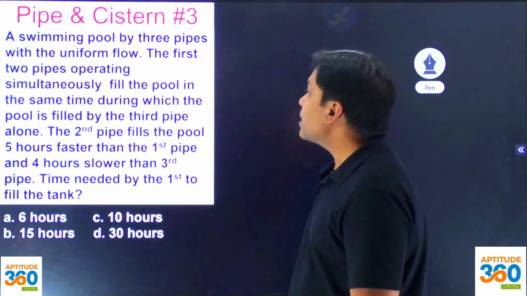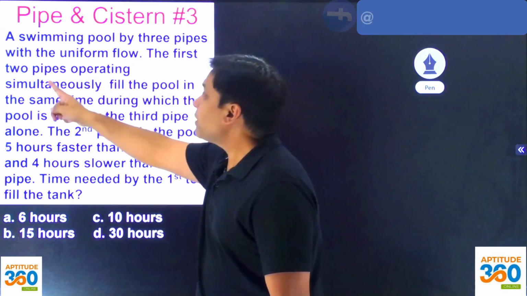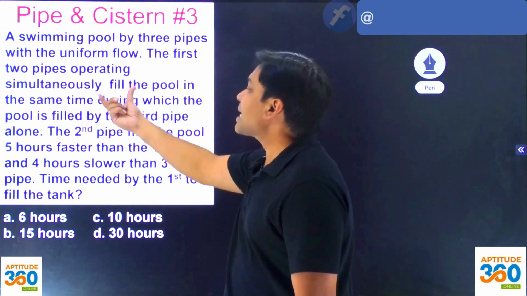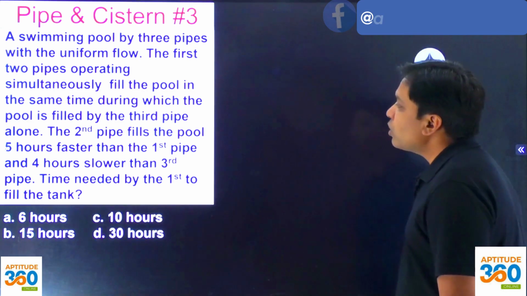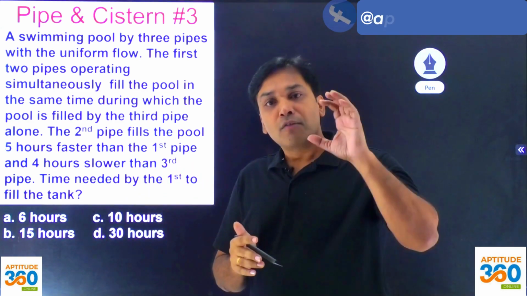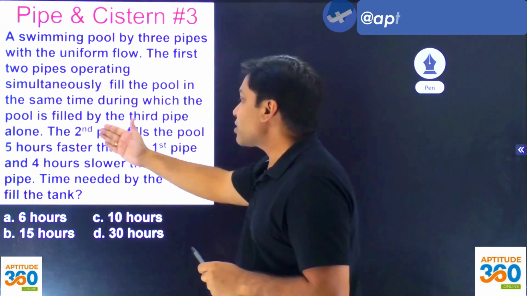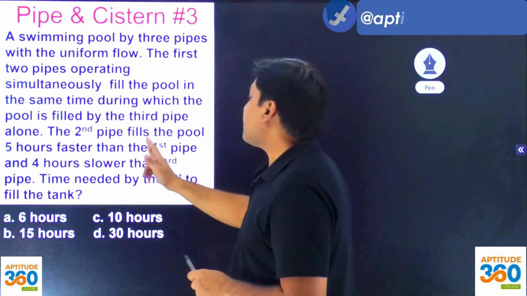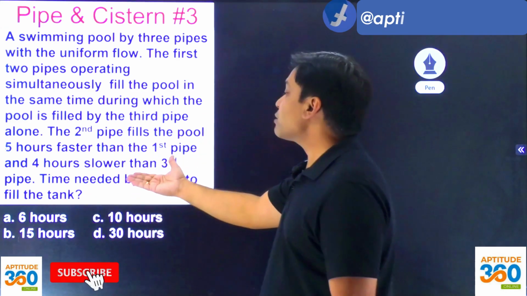All the 3 pipes. The first 2 pipes operating simultaneously fill the pool in the same time during which the pool is being filled by the third pipe. First 2 जितना समय लगाते हैं उतने ही समय में third वाला भर देता है. That is what this statement says. The second pipe fills the pool 5 hours faster than the first pipe and 4 hours slower than the third pipe.